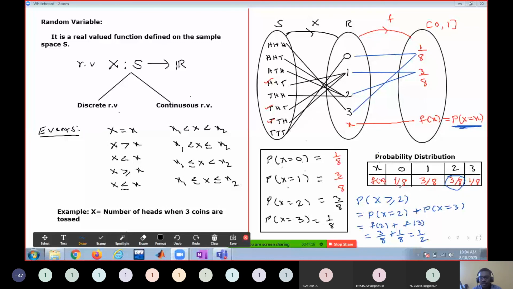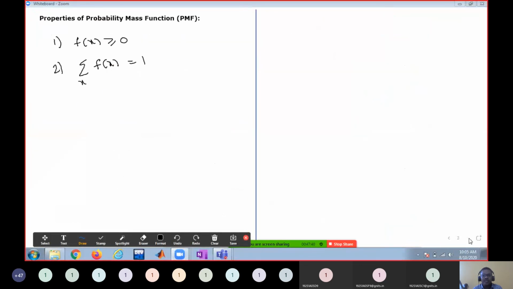Is it okay? See, in this case, you take the sum of all these values: 1 by 8 plus 3 by 8 plus 3 by 8 plus 1 by 8, which is 8 by 8, that is 1. If somebody writes 2 by 8 instead of 1 by 8, the sum will be more than 1. Then you will say that this is not a probability distribution. So these are the two most important properties for a probability distribution. Any function satisfying these two will be called a probability mass function, and a probability mass function will have both these properties, vice versa.